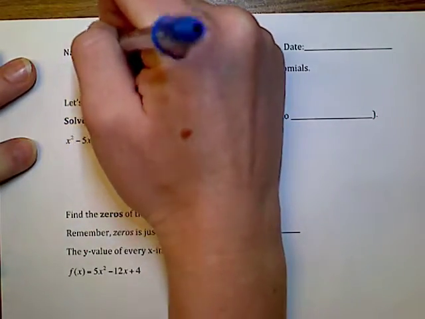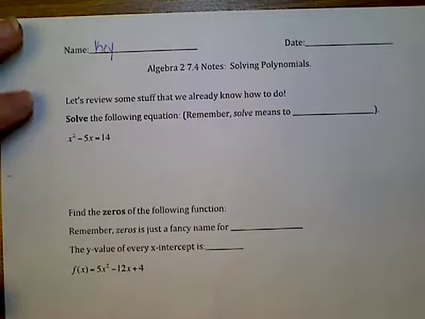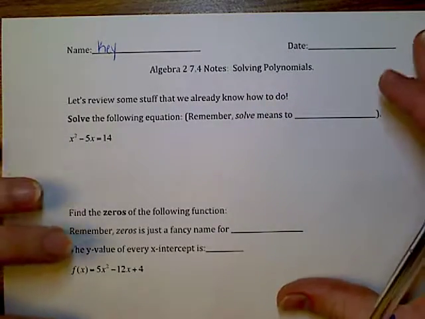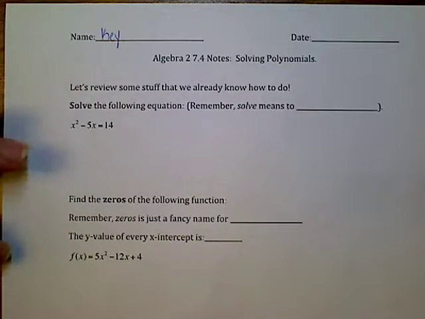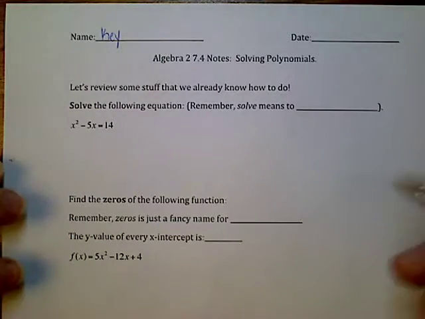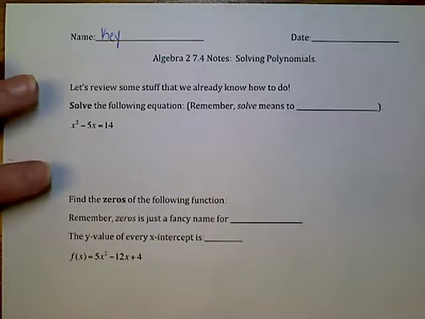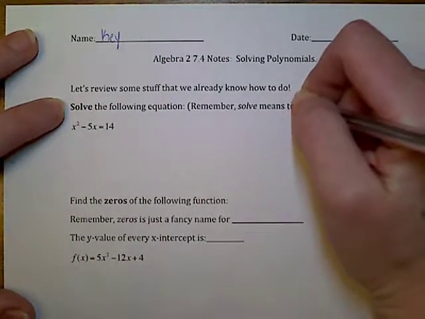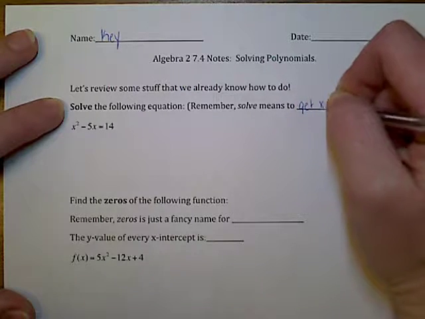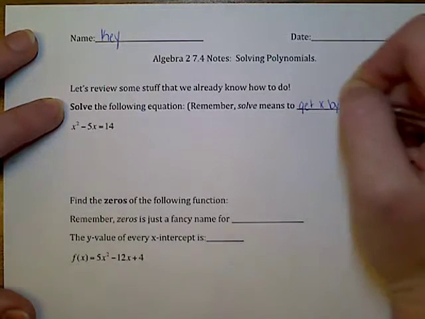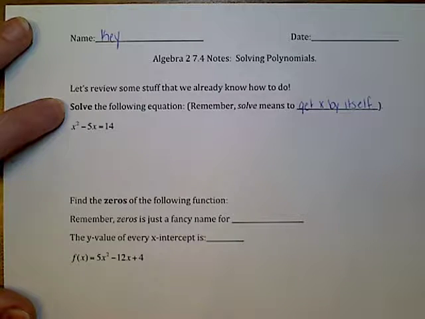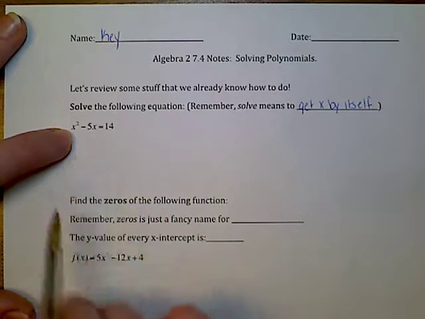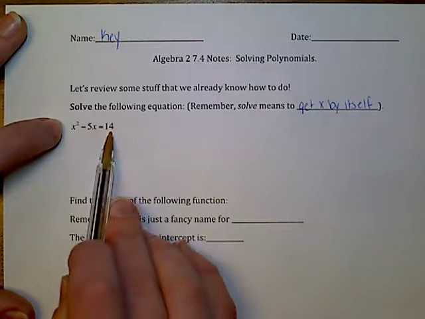Okay guys, so the last couple days we have focused on factoring polynomials, and we know lots of different ways to factor. Today we're going to focus on taking those polynomials and solving them, and that means when you solve an equation, that means to get x by itself, or figure out the value of x. So I have an example here of a polynomial. This is a quadratic. X squared minus 5x equals 14.